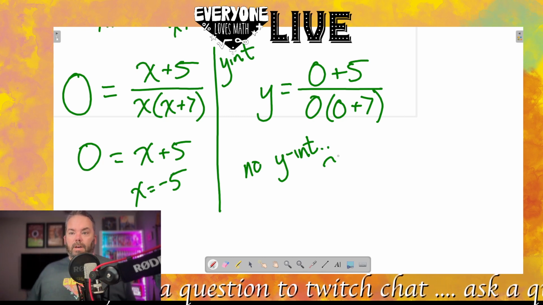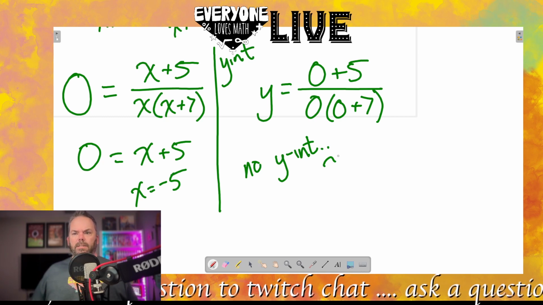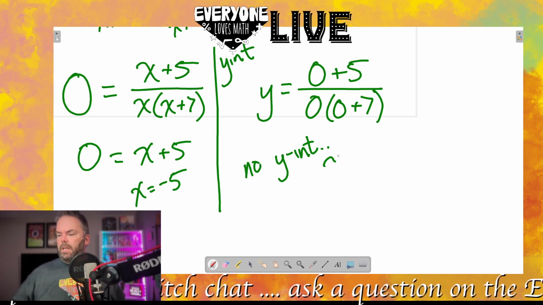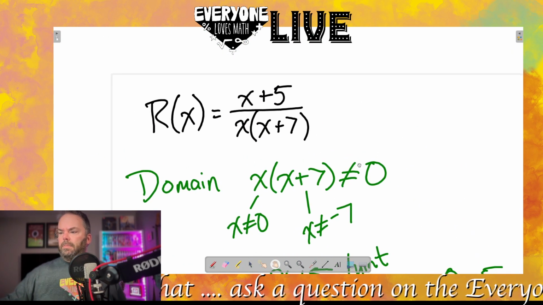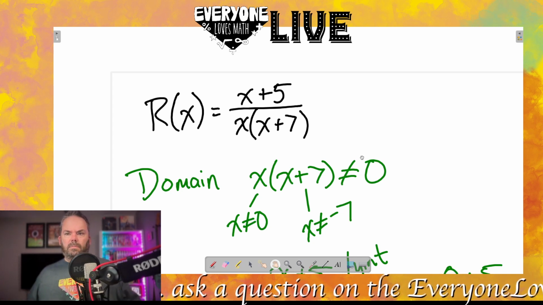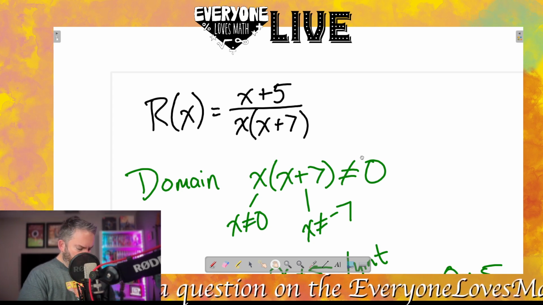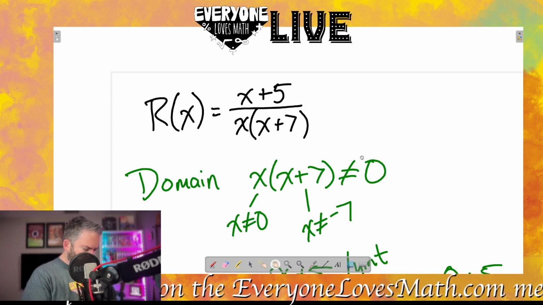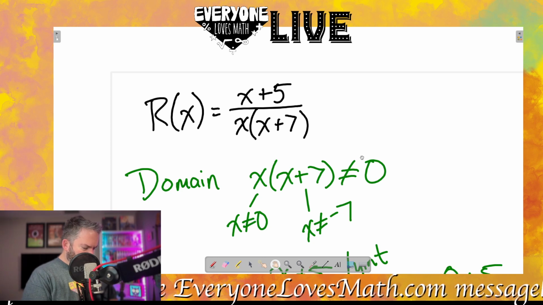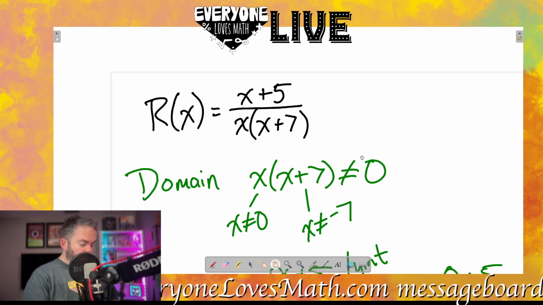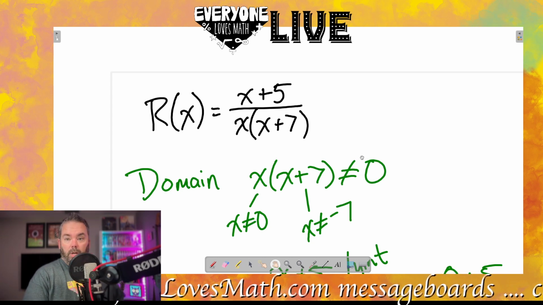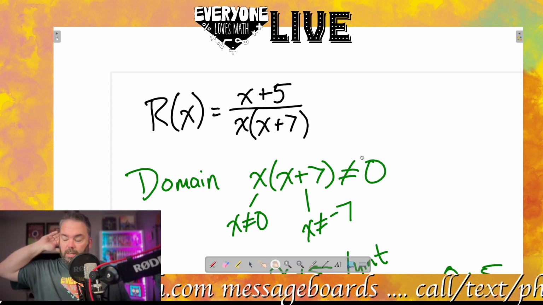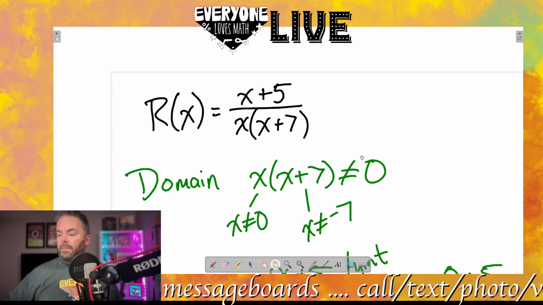They're saying there's more than one x-intercept. Back in this problem, x plus 5. I'm going to zoom in again. The x plus 5, there is only one x-intercept. Do they need to put it in as a point? Do you need to say for the x-intercept, negative 5 comma 0?